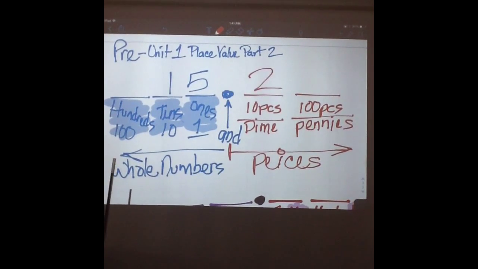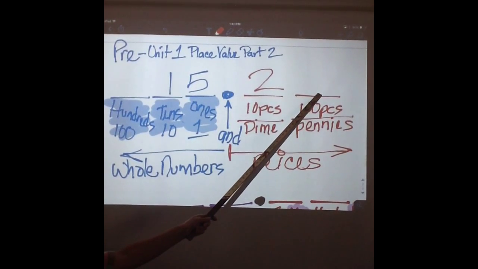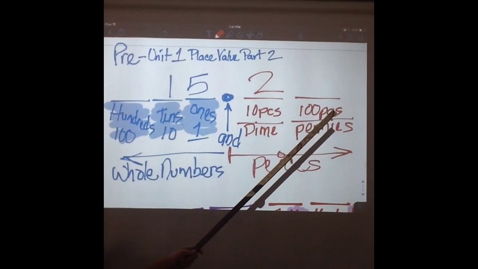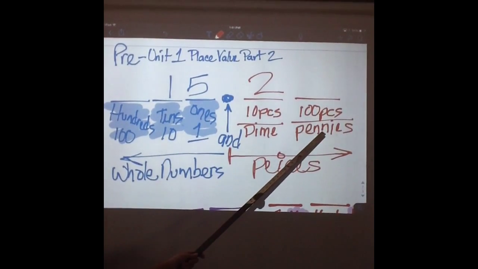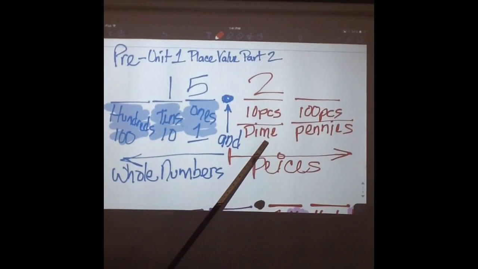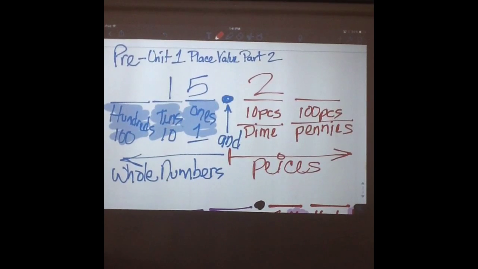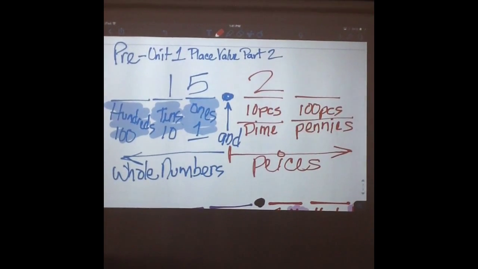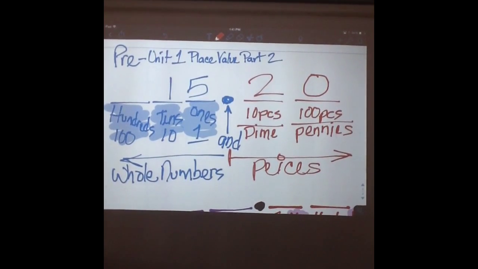So I would put a 2 here, right? Do I have to put a 0 here? No, I don't. Why not? Because I'm not talking about what? The pennies. I'm talking about dimes. So I've got 2 dimes. And 2 dimes means how many pennies? 20. Oh, yes. So that's why we're going to put the 0 there.